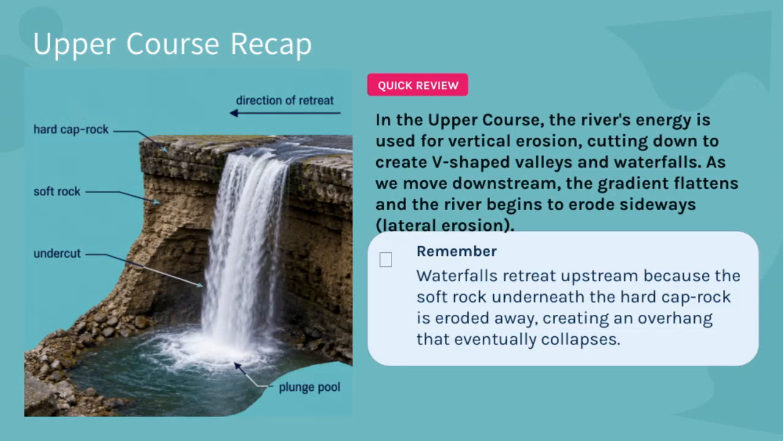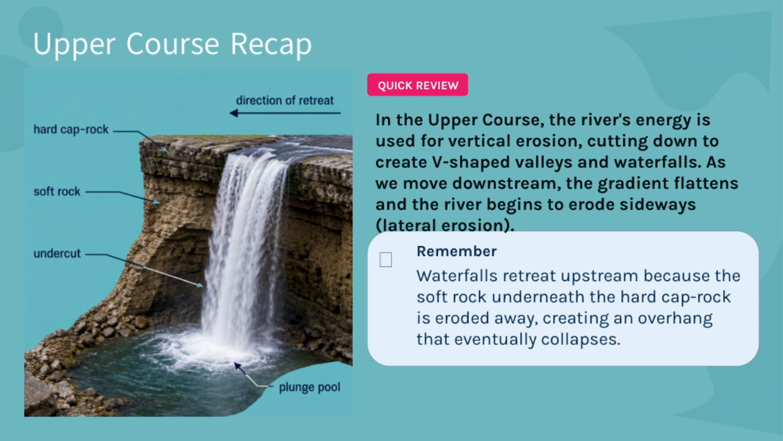Before we focus on the middle course, let's quickly recap the upper course. In the upper course, the river is close to its source. The land is usually steep, the channel is narrow, and the river has lots of energy to erode downwards. The main type of erosion in the upper course is vertical erosion. Vertical erosion means the river cuts down into the landscape. This creates features such as V-shaped valleys, interlocking spurs, waterfalls, and gorges.